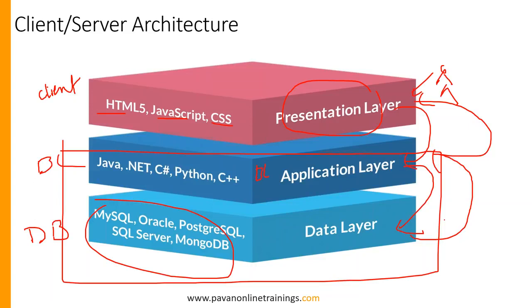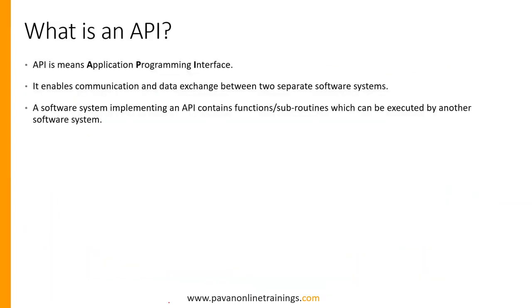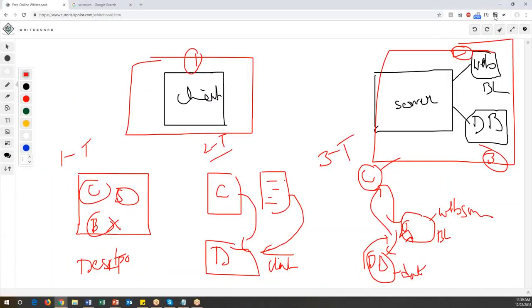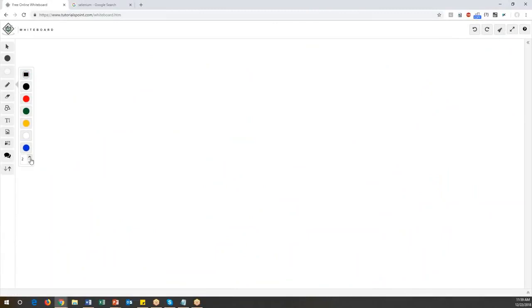So these things will happen internally. This is called client server architecture. Now let us move on. Now API comes into the picture. What is an API? Here we need to understand a few things. Based upon the client server architecture, we have understood three components, right?